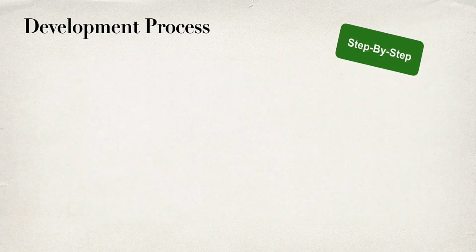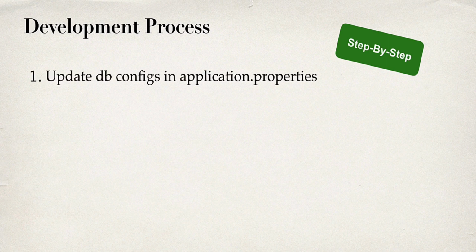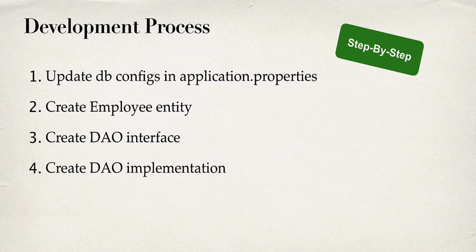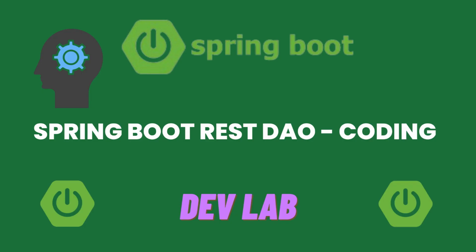Alrighty, so let's go ahead and look at the development process here for our DAO. The first thing we'll do is update our database configs in the application.properties. Then we'll create the Employee entity. Next, we'll create the DAO interface. We'll create the impl, and then we'll create a REST controller to use the DAO. We'll cover all of that in some of the following videos.